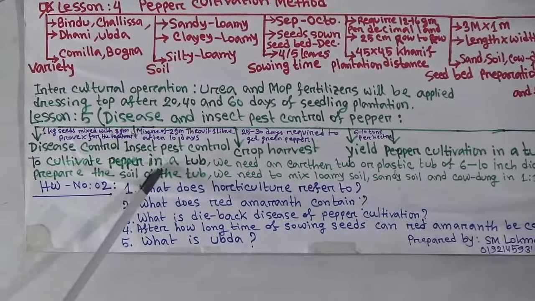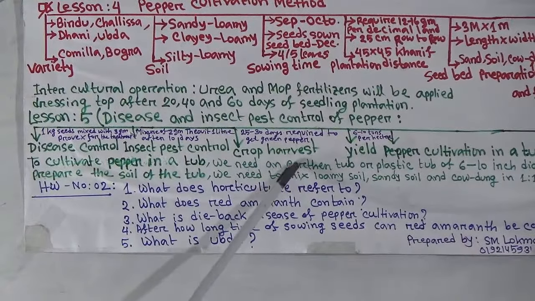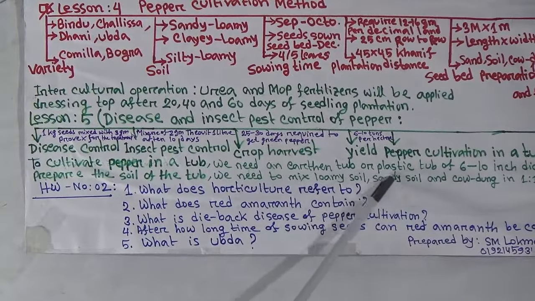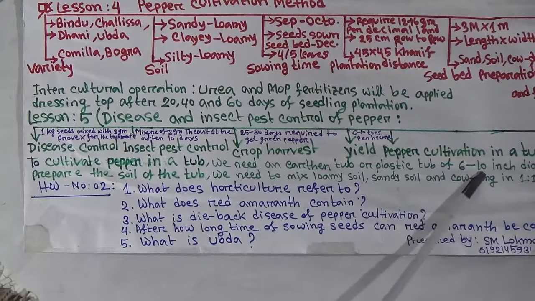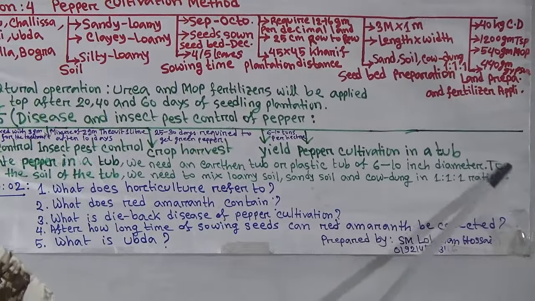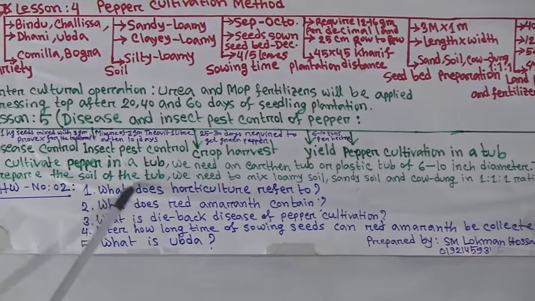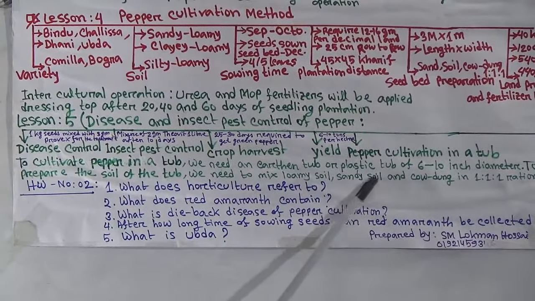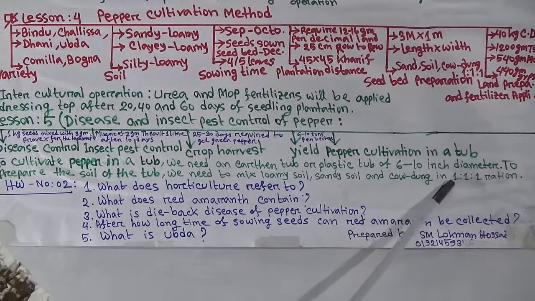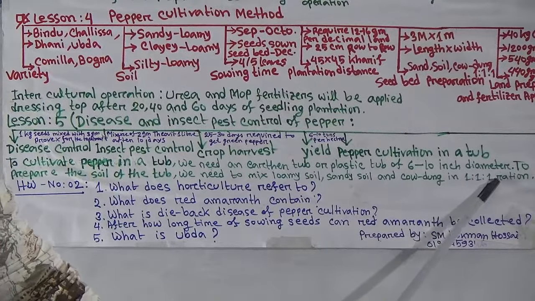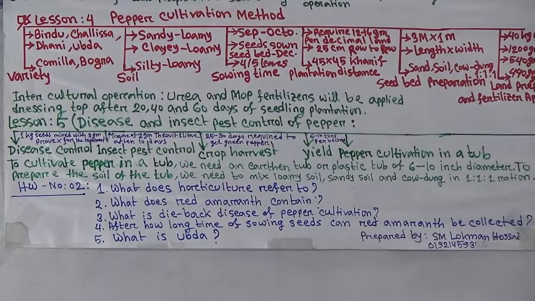To cultivate pepper in a tub, first of all, we need an earthen tub or plastic tub of 6 to 10 inch diameter. Okay. To prepare the soil of the tub, we need to mix loamy soil, sandy soil and cow dung in the proportion 1 to 1 to 1. This ratio should be followed.